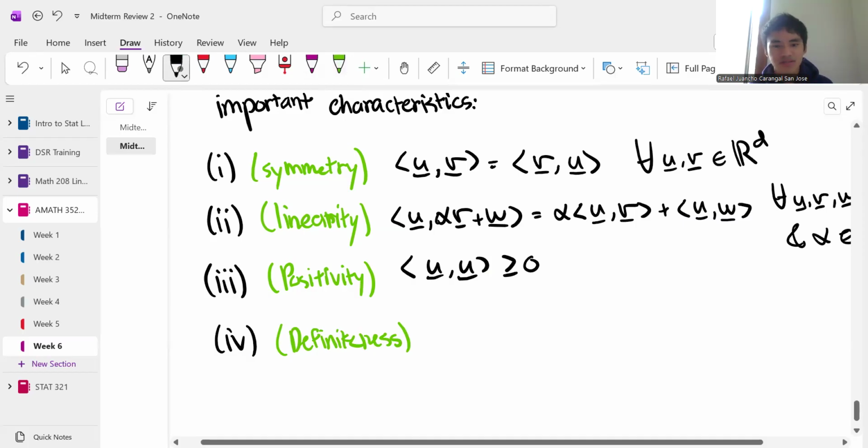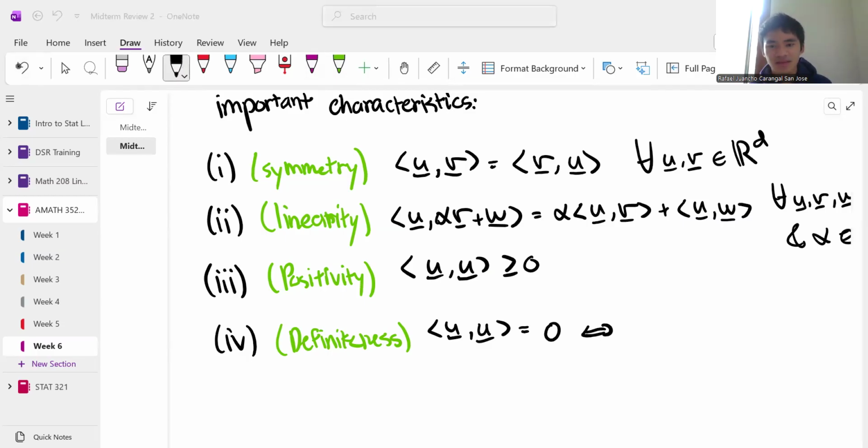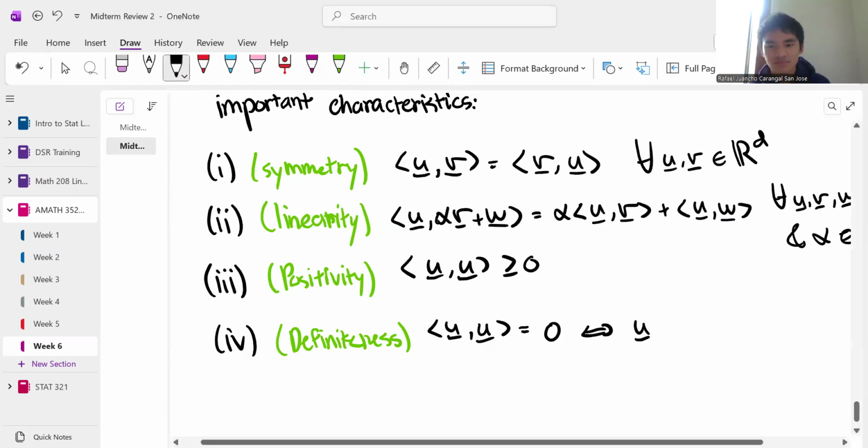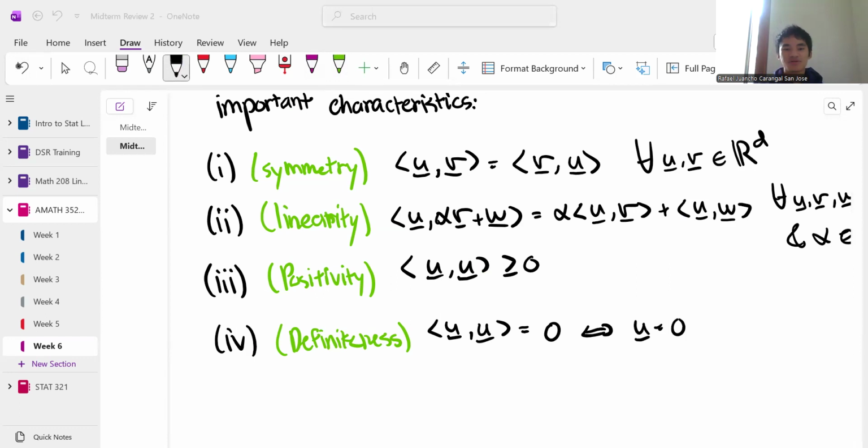So definiteness is just, say we have u, we have another u, this is equal to 0 if and only if u is 0. So if we get the dot product of two zero vectors, that's going to be a 0.